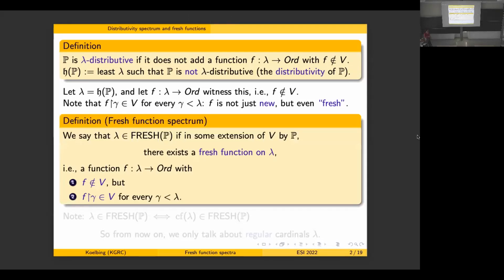Now I can define the fresh function spectrum of a forcing. A cardinal lambda is in the fresh function spectrum of P if in some extension by the forcing P, there exists a fresh function on lambda. By translating functions from the cardinal lambda to the cofinality of lambda and the other direction, we can see that lambda is in the fresh function spectrum if and only if its cofinality is. So the only interesting cardinals for fresh functions are the regular cardinals. Because of this, I will talk only about regular cardinals from now on.